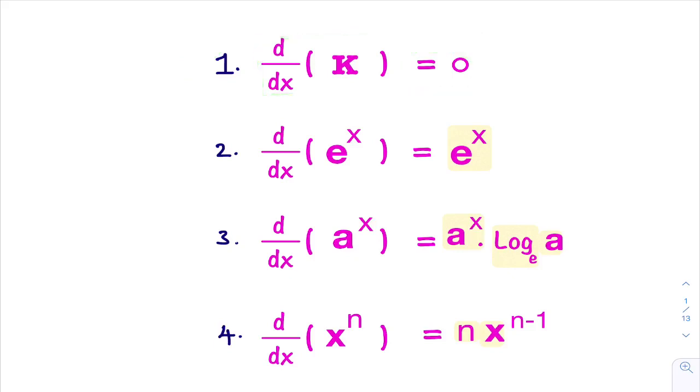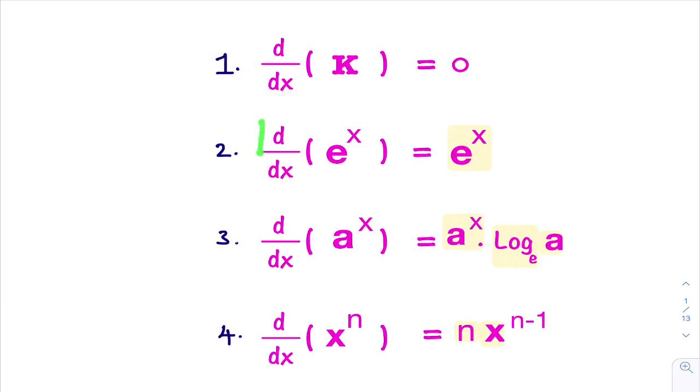For example, while doing problems, you saw like this. D by dx of 1 by 2 is there. As 1 by 2 is constant, its derivative is 0. D by dx of minus 1. As minus 1 is constant, derivative of constant is 0. Here, d by dx means derivative with respect to x. Okay, so you learn first formula. Derivative of constant is 0.